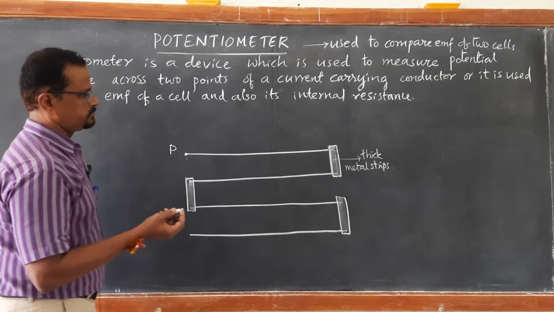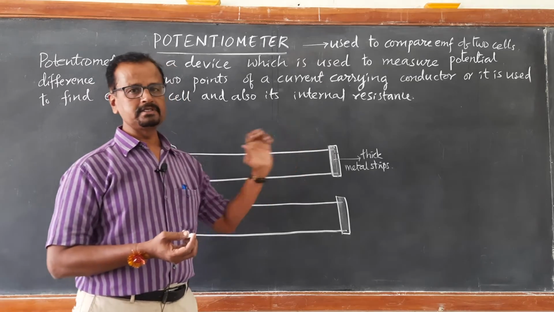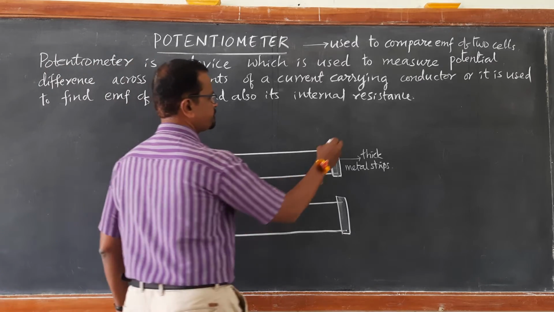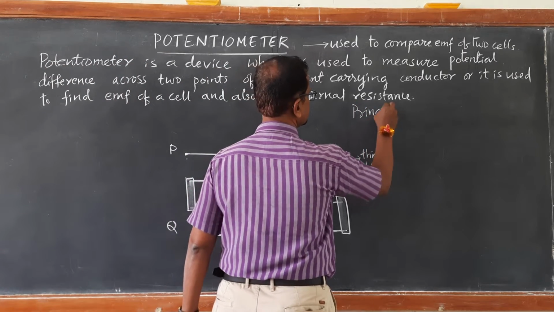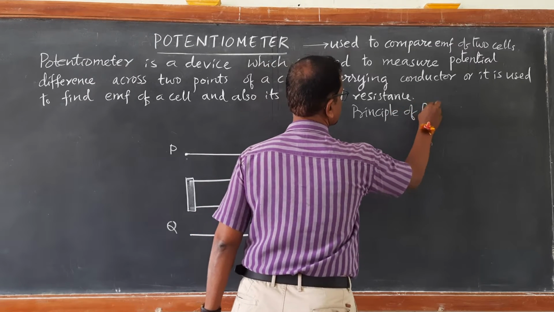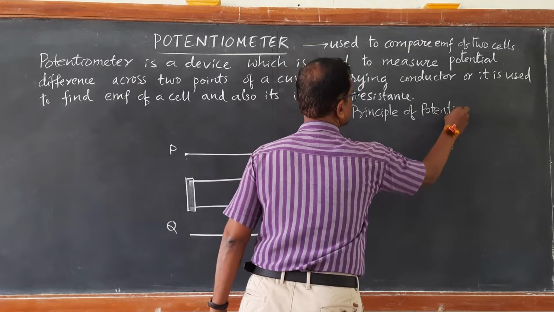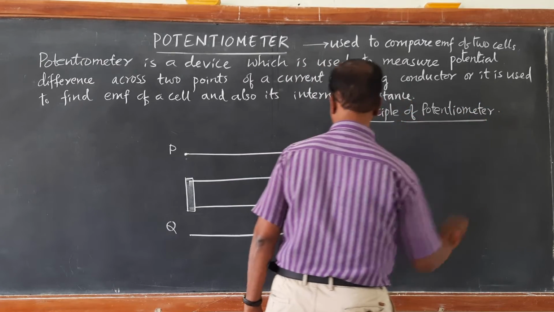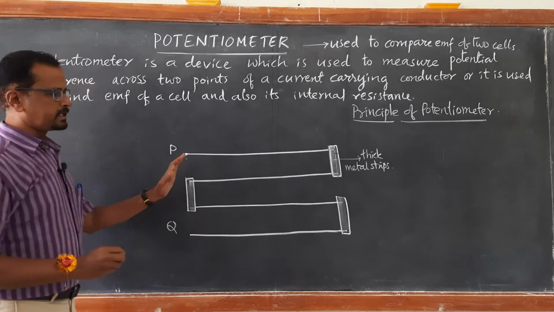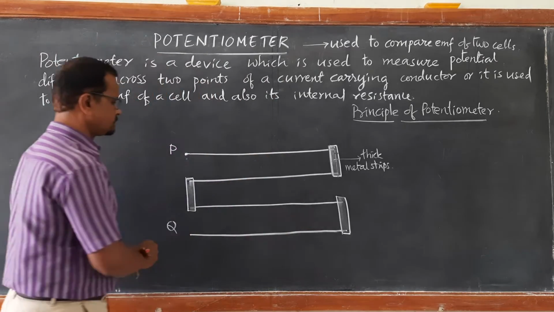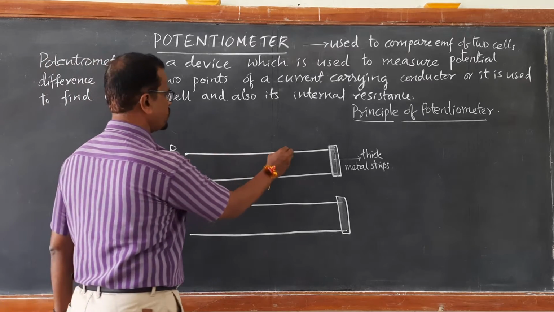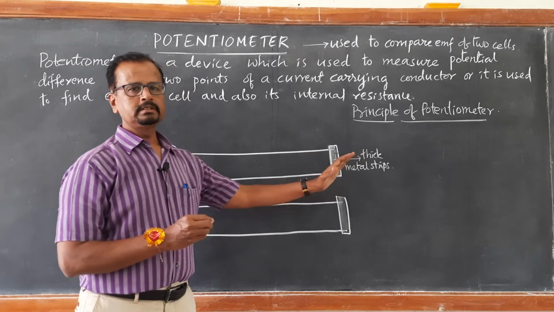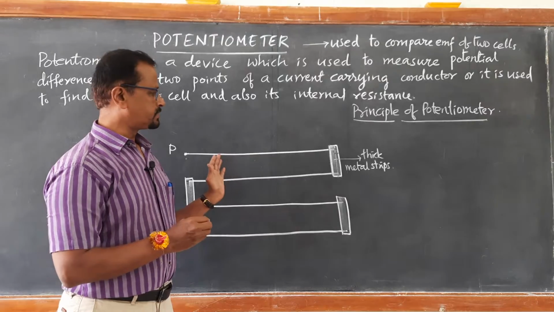First of all, we will understand the principle of potentiometer. Here, when we allow constant current in this long wire, then from point to point, if you go on measuring the potential difference, the potential difference value goes on changing.